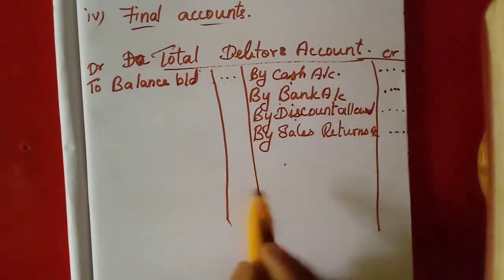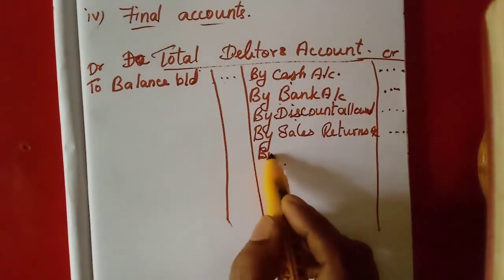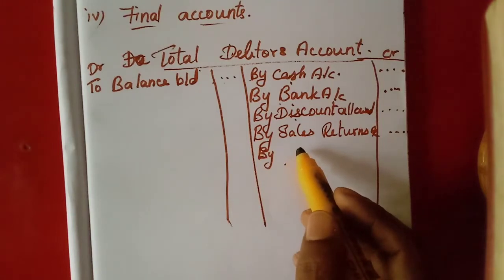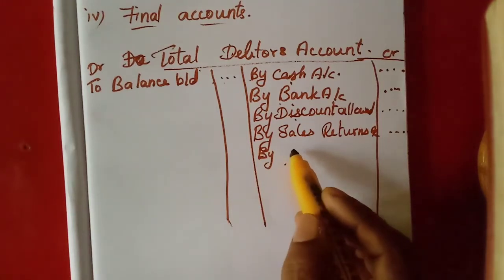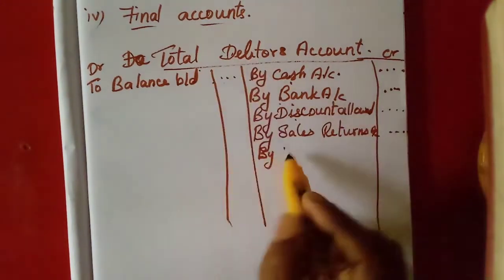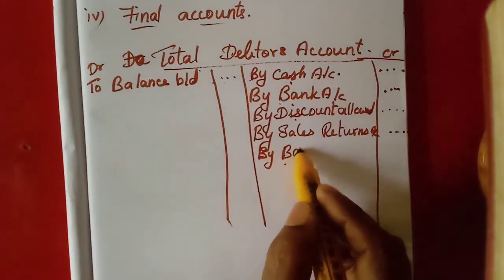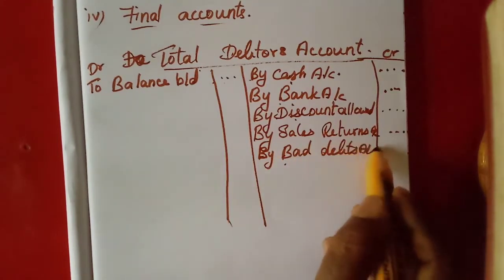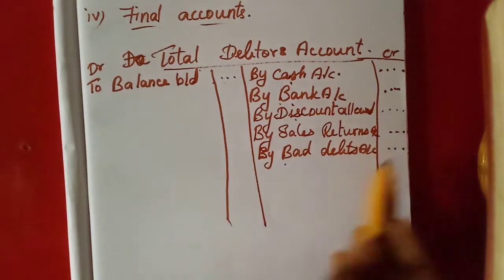Then if there is any bad debt, the adjusting entry, as we also learnt last year in the 12th and 13th lessons: bad debts account debtor to debtors account. So by bad debts account, we will write the amount.